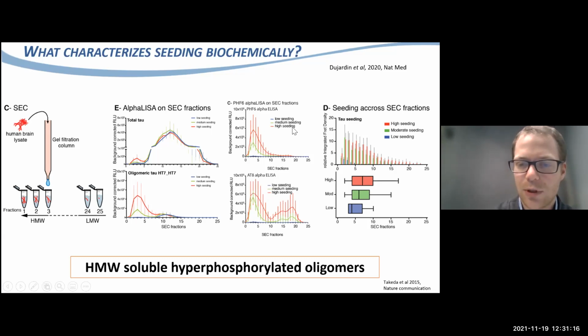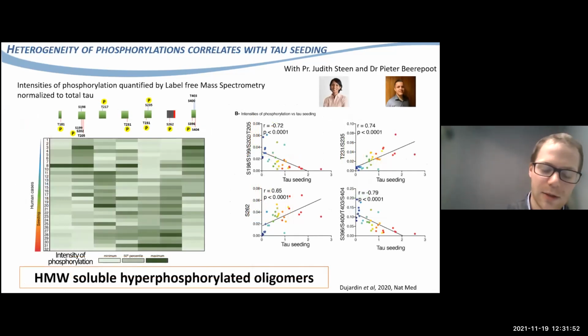Then we looked at different phosphosites, showing that these high molecular weight fractions of tau were hyperphosphorylated. And we ran seeding on these fractions too, showing that most of the seeding was actually present in these high molecular weight fractions as opposed to monomeric tau. So what that means is that, first of all, these patients have more seeding-competent high molecular weight oligomers.